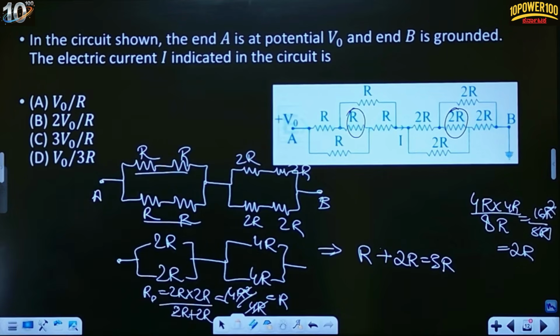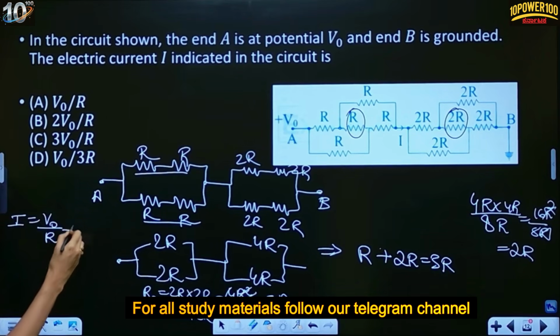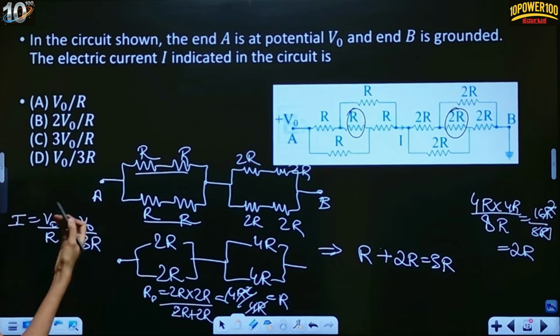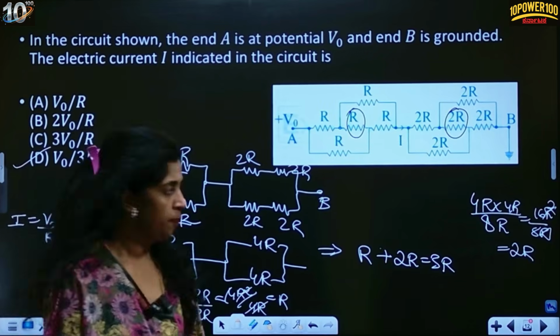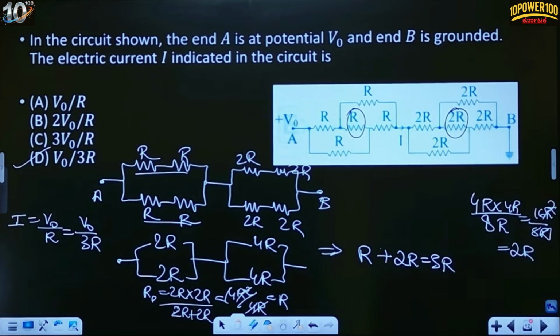Now they're asking us to find the current. So directly, what's the current formula? I equals V naught by R. So V naught by, what's the resistance we have got? 3R, guys. So therefore, what's the correct option? Option D is the correct option. Fine. It's a very simple circuit. When you see a circuit, you should not be tensed.